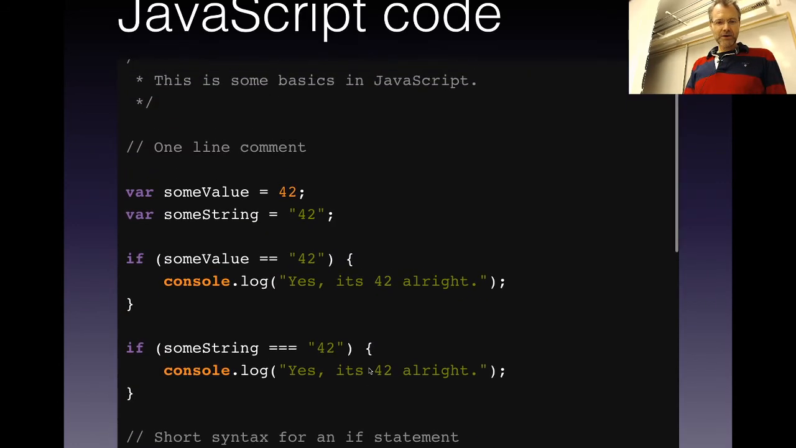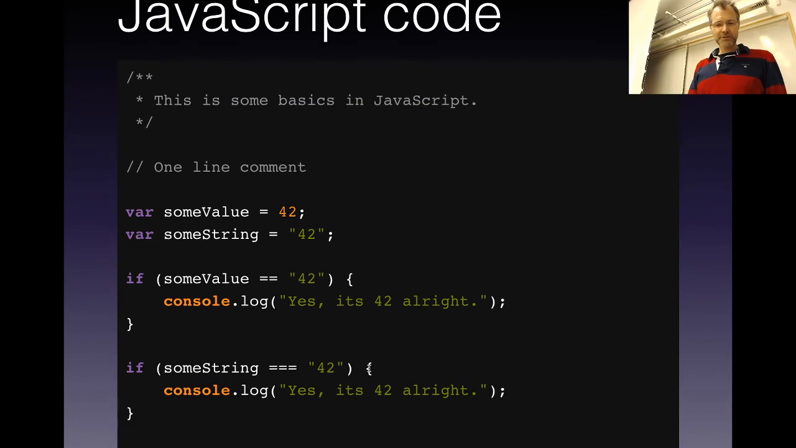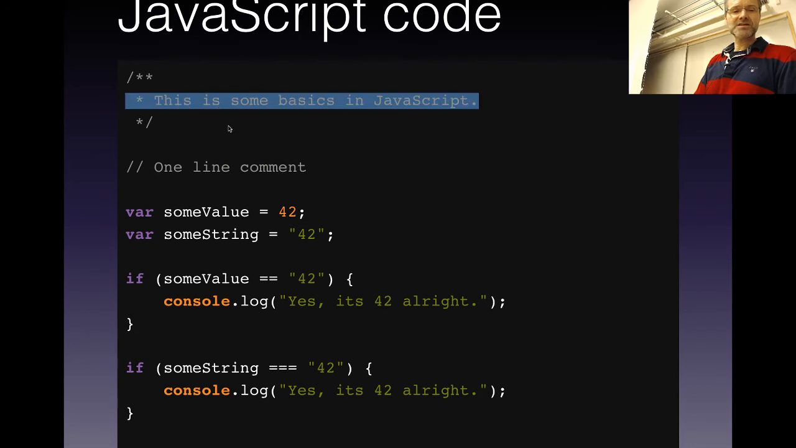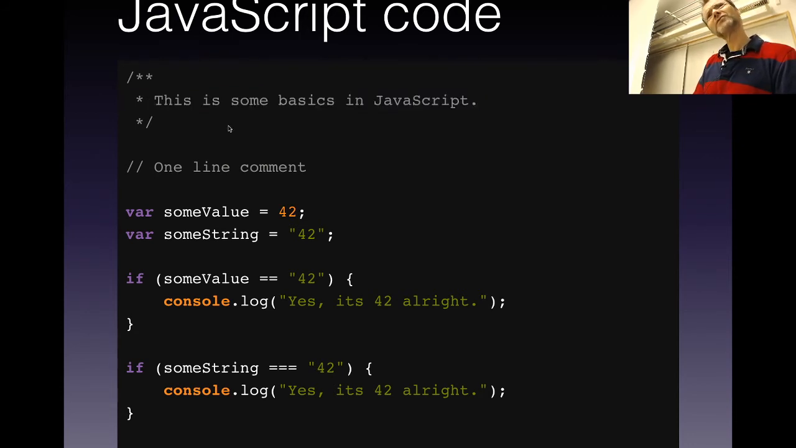So let's see some JavaScript code. Two ways of doing comments. Here is a comment; I would say it's a C++ comment. You can write that type of comment in Java. And this type is a one-line comment.